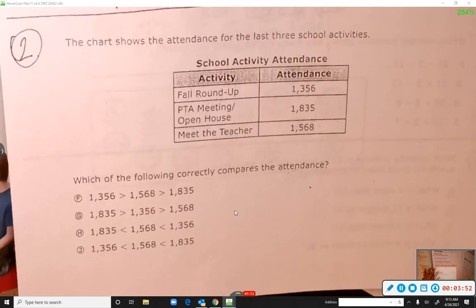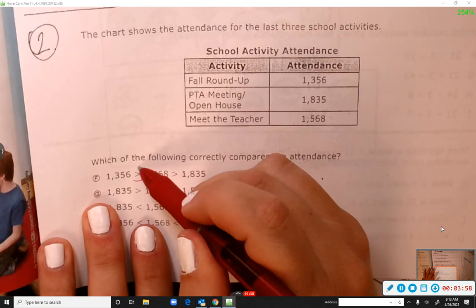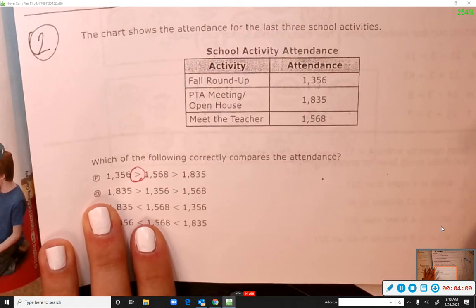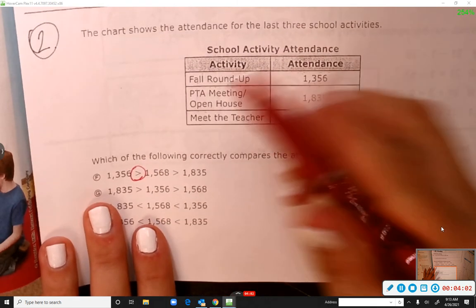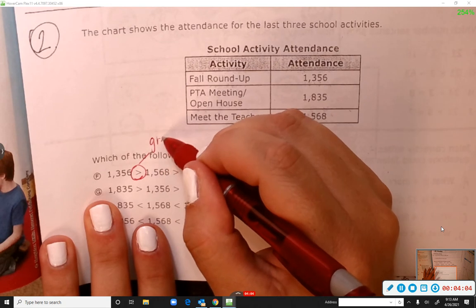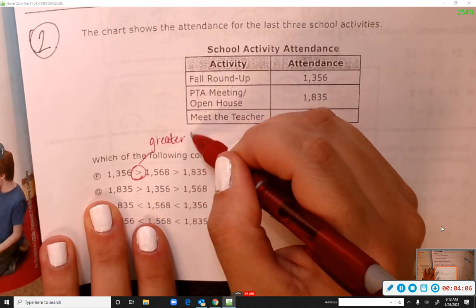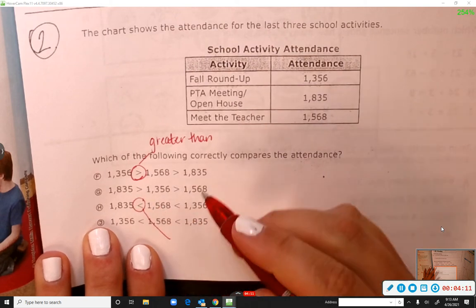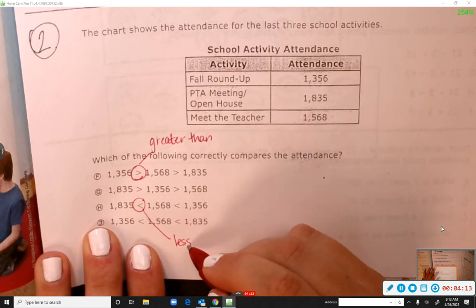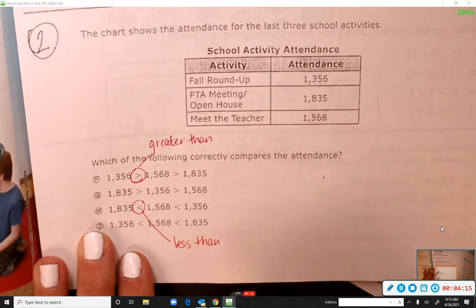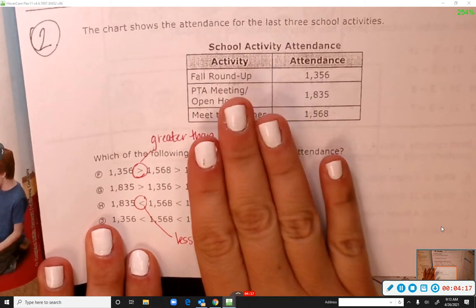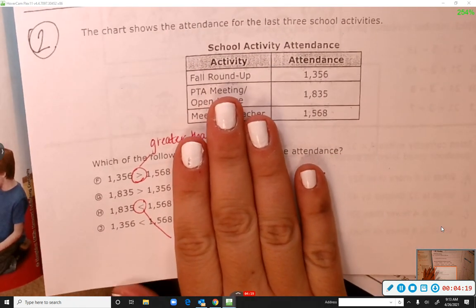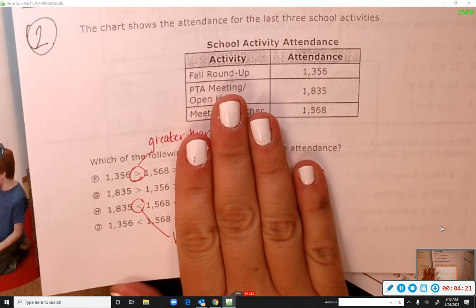Number 2, you had to look at which of the following correctly compares the attendance. How do I read this symbol? Greater than. If it's turned the opposite way, this way, we read it as less than. When it gives you 3 numbers like this, I like to just look at the first 2 and compare. And see if it's correct.